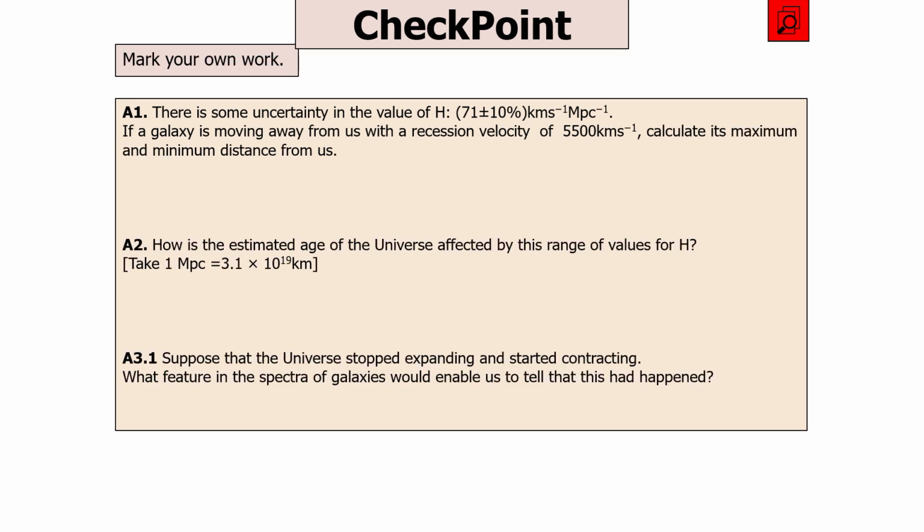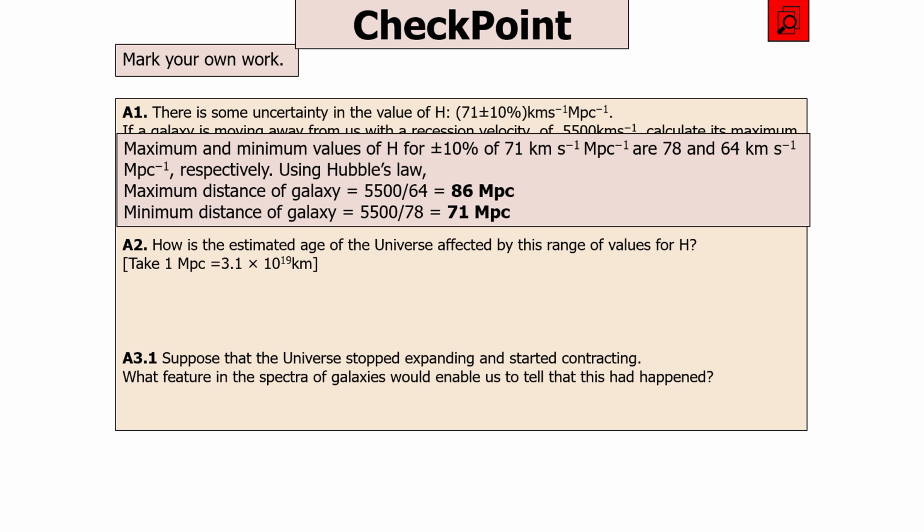Right, in this first one, we can work out the 10% of 71, so 10% above is 78 and 10% below is 64. Then we can use this to work out distance. Distance is going to be velocity over Hubble's constant. It'll give us our distance in megaparsecs, so we've got a maximum of 86 megaparsecs, because remember the smallest Hubble constant will give us the biggest distance because of how the equation is, and then the minimum distance is 71 megaparsecs.